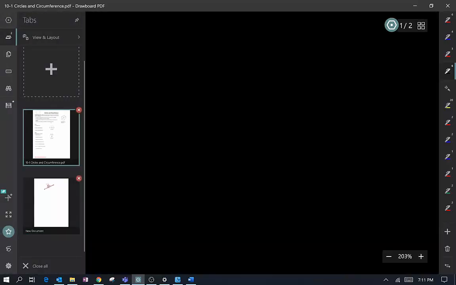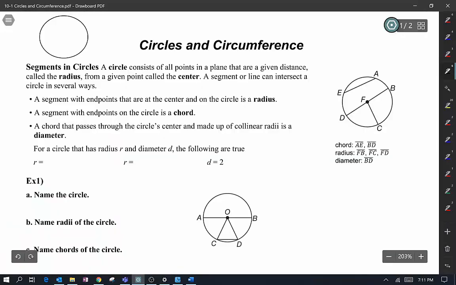Now we can name things like this. A segment that goes from the center of the circle to the circle is called a radius. A segment with endpoints on the circle is called a chord, and a chord that passes through the center is also called a diameter.